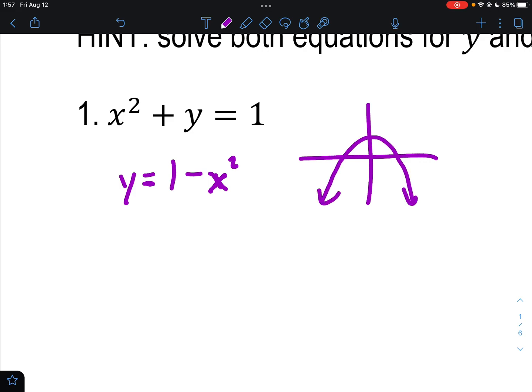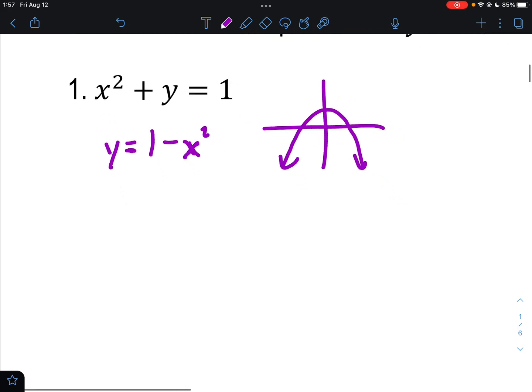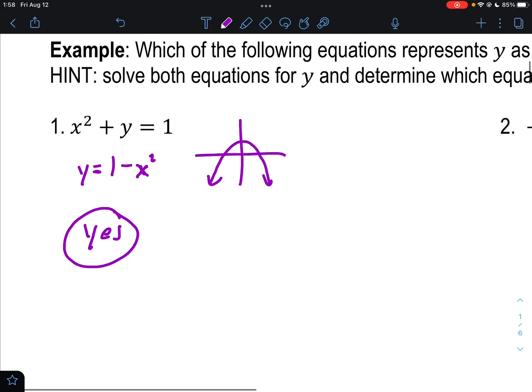But we don't need to know the graph in order to know this is going to be a function because there's no x value that we could put in here that's going to give us multiple y values. Okay? So every x value we put in here is going to give us only one specific y value, not two y values, not three y values. Every x value is going to get one and only one y value back. Okay, so this one, yes, this is a function, number one.